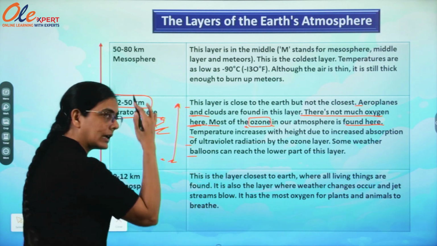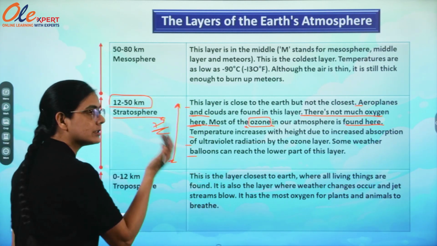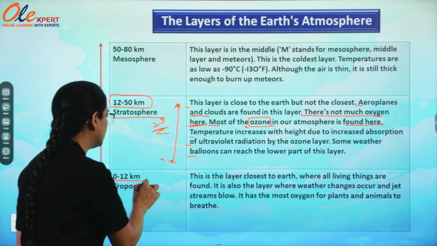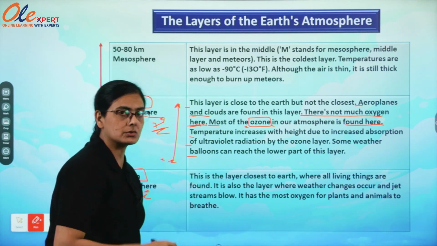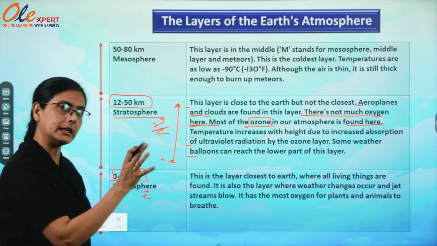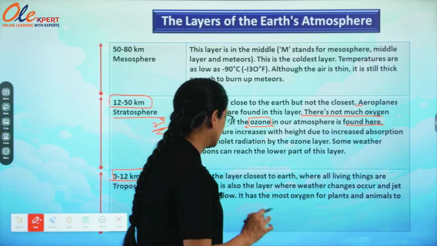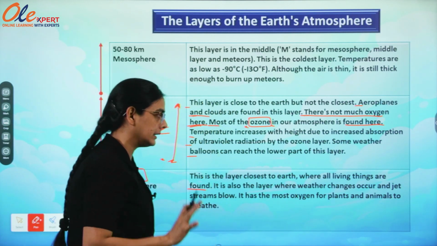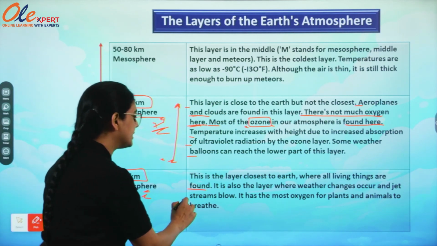Now coming to the next one, closest to the Earth's surface, 0 to 12 kilometers only, the troposphere. This is the layer closest to the Earth. Whatever we are seeing here in the sky is the troposphere, where all living things are found. It is also the layer where weather changes occur and jet streams blow.